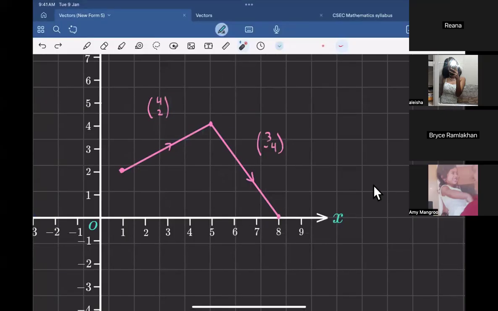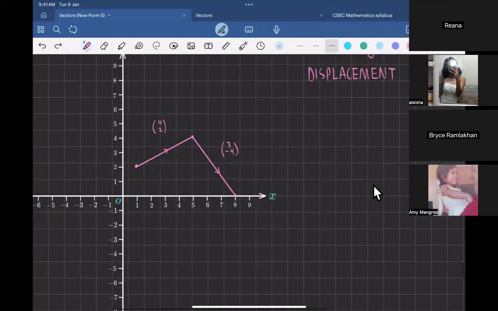Alicia, I want you to give me a vector. How would I go from this point to this point? How many points do I have to move horizontally? I want to go from 1 to 8. You start at 1 and you go to 8. Oh, so 7. Okay, I understand.